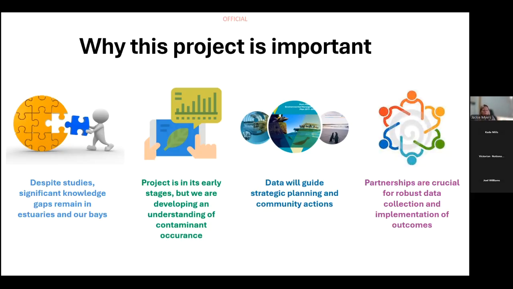Our volunteer participation is really key to this project. It helps us to do more sampling because it reduces the costs of the program, but it also provides that opportunity for community to play a role in protecting these ecosystems.